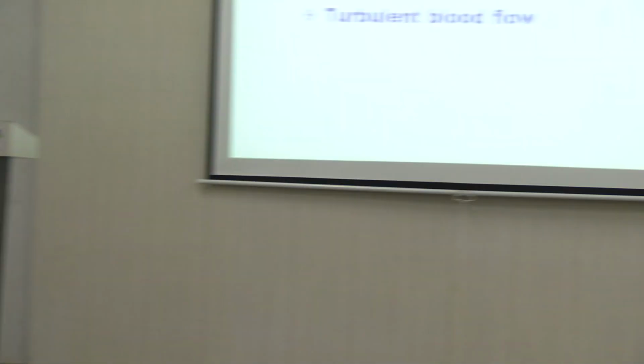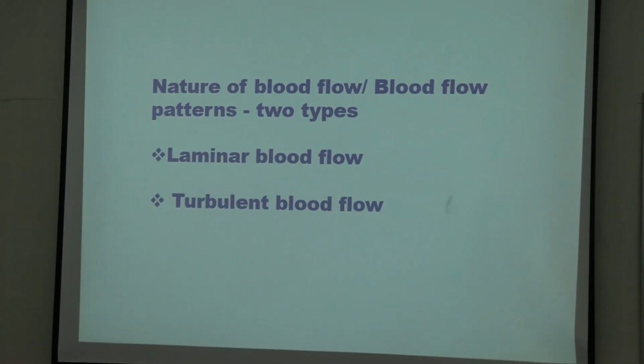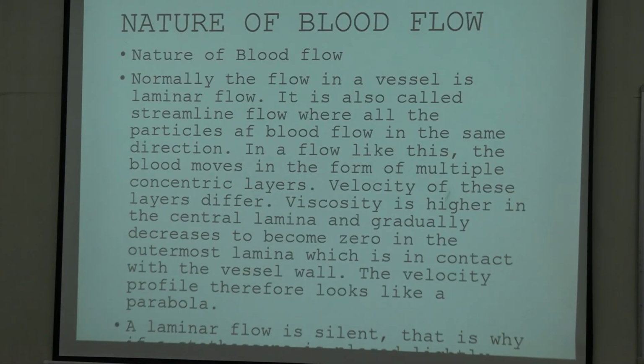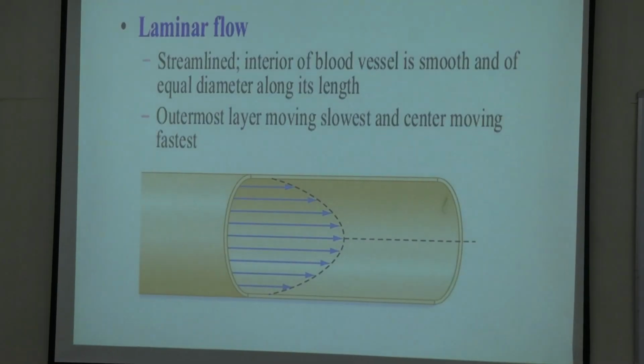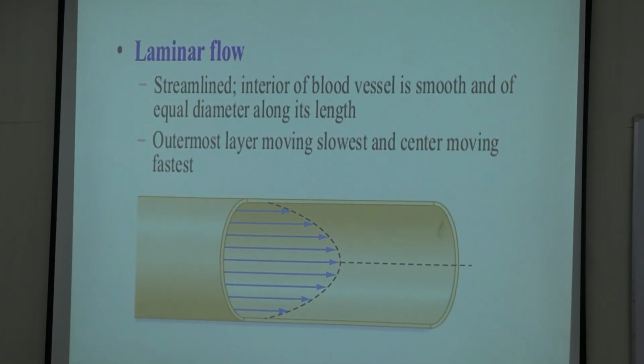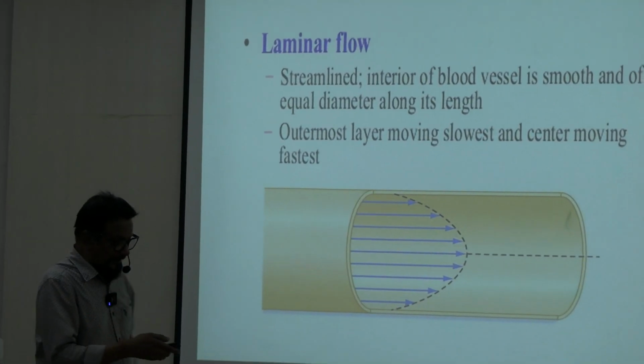Now let us discuss blood flow. In a tube, blood flow can be of two types: one is laminar, another is turbulent. Normally it is laminar. Laminar flow is also called streamline flow. In laminar flow, blood flows in layers, concentric layers.